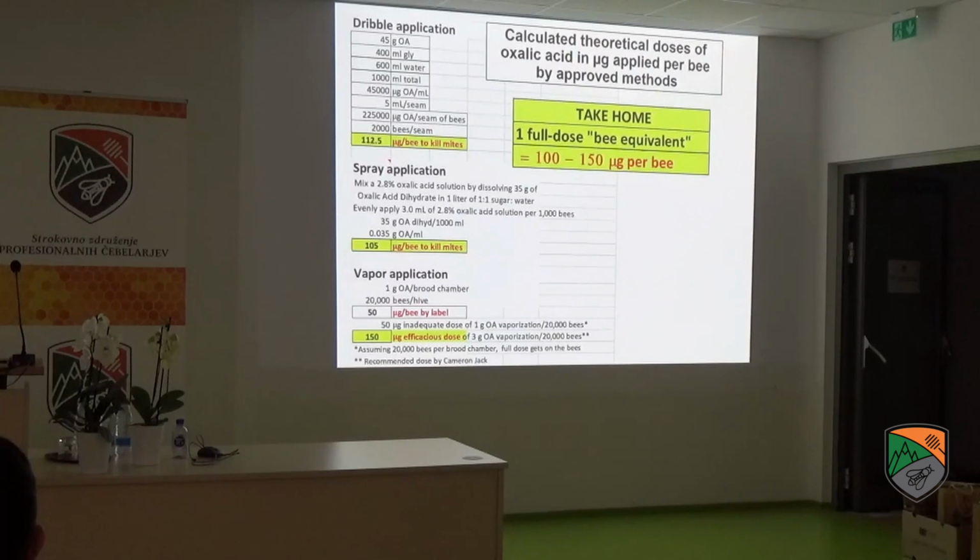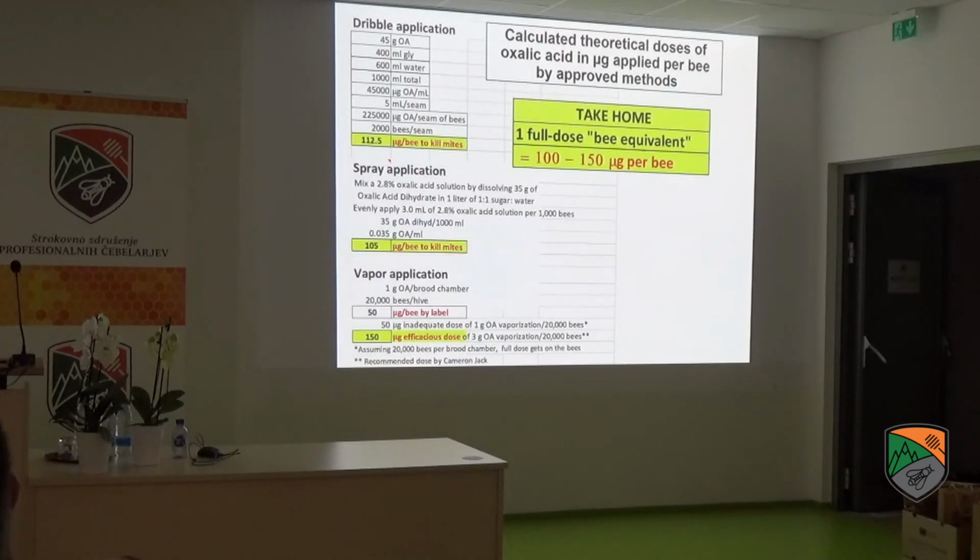Okay, micrograms per bee. A microgram is 1/1,000,000th of a gram. That's a very small amount, okay? So for the dribble application, it comes up to be just over 100 micrograms per bee. Theoretical dose. Now, obviously, if you dribble it, not 100% of that goes on to the bees. Some goes on to the woodware, some drops to the bottom board, or some goes on to the wax combs. But theoretically, you're applying 100 micrograms per bee on average, okay? With the spray application, 105 micrograms, same number.